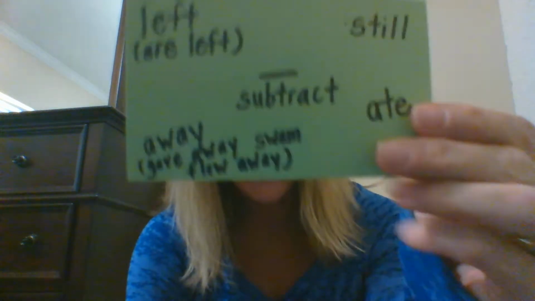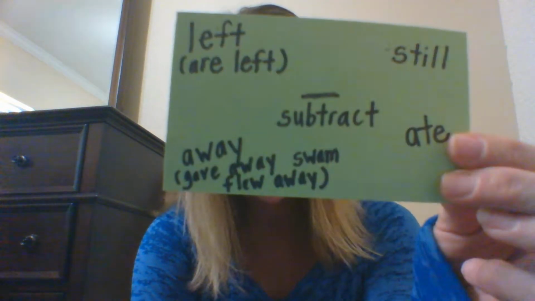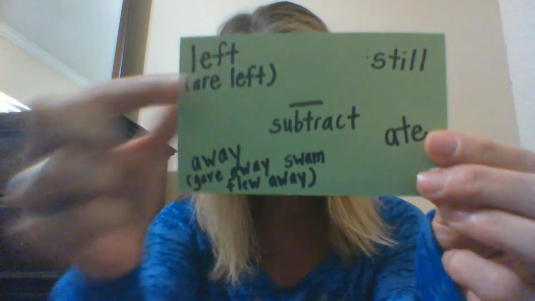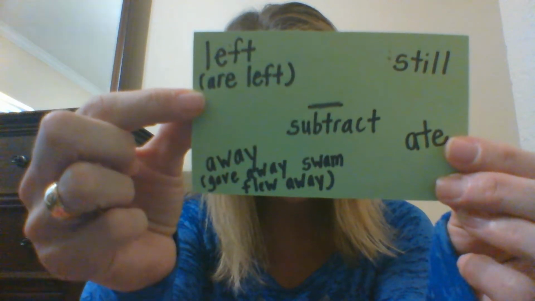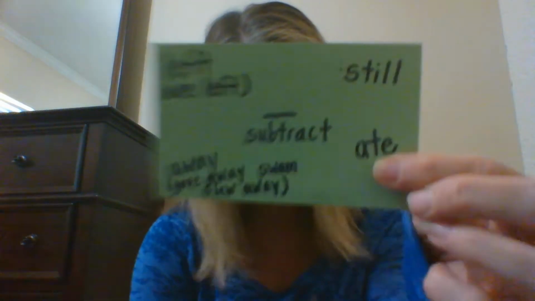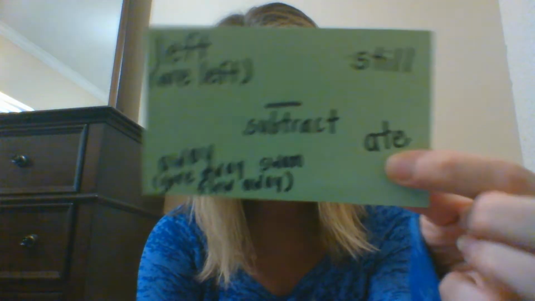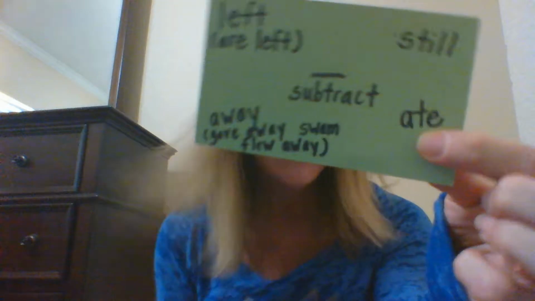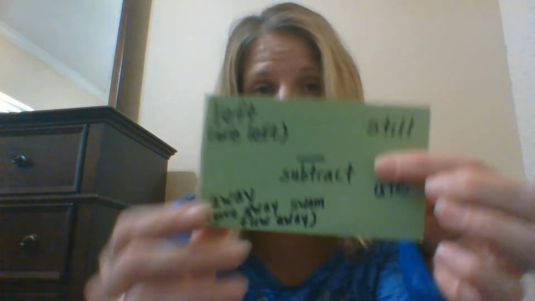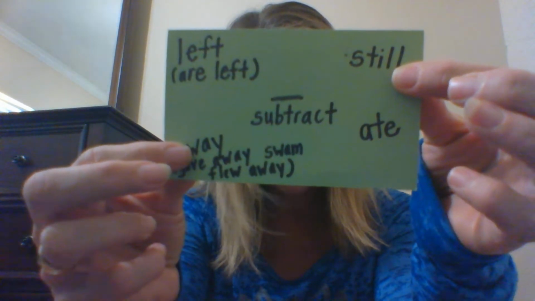When we have this minus sign, for Miss Sally Subtraction, some of the clue words that tell us we want to take away are left, or how many are left, and the word away, like gave away, flew away, swam away. Ate is also very popular with food story problems. If somebody ate something, you're going to have less of it. And how many are still there? Usually that goes with away.